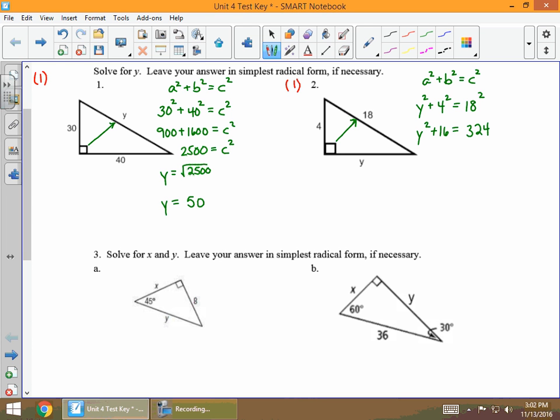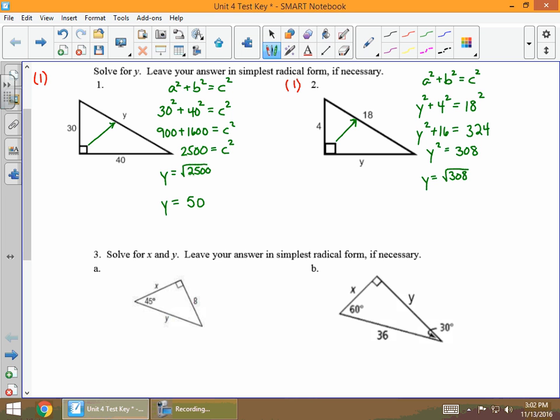Subtract 16 on both sides. So y squared equals 308. So y is equal to the square root of 308. You got a half a point if I saw that. It's half a point. And then you had to simplify the radical.